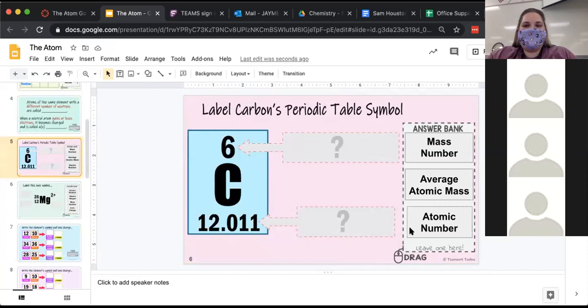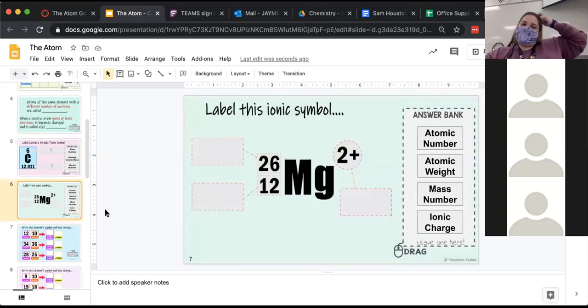Okay, you got 3 answers, you're only going to use 2, okay? And then the same thing here for when we do the symbol for an atom or an ion. What are all of these things called? So you got 4 choices, you're only going to use 3.